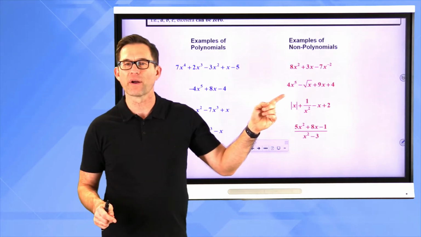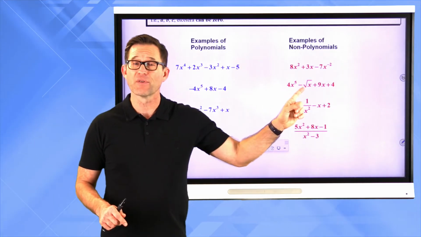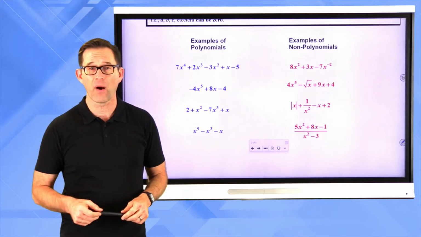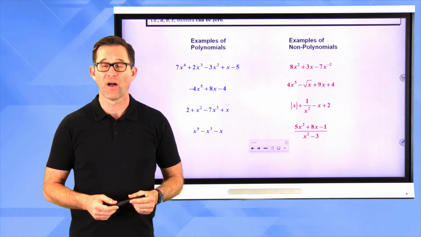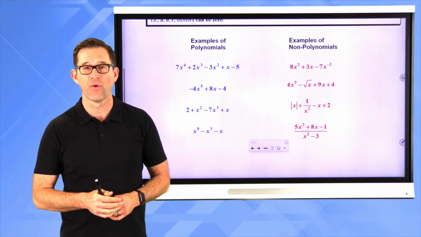In the second one, 4x to the fifth minus the square root of x plus 9x plus 4, everything there is perfectly good except for the square root of x, because that, as we know, is x to the 1/2 power. And all of the powers in polynomials have to be whole numbers. They all have to be positive whole numbers.